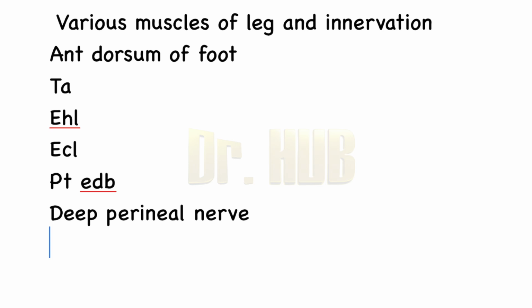So the muscles of the anterior compartment include tibialis anterior, extensor hallucis longus, extensor digitorum longus, the peroneus tertius, and the extensor digitorum brevis.